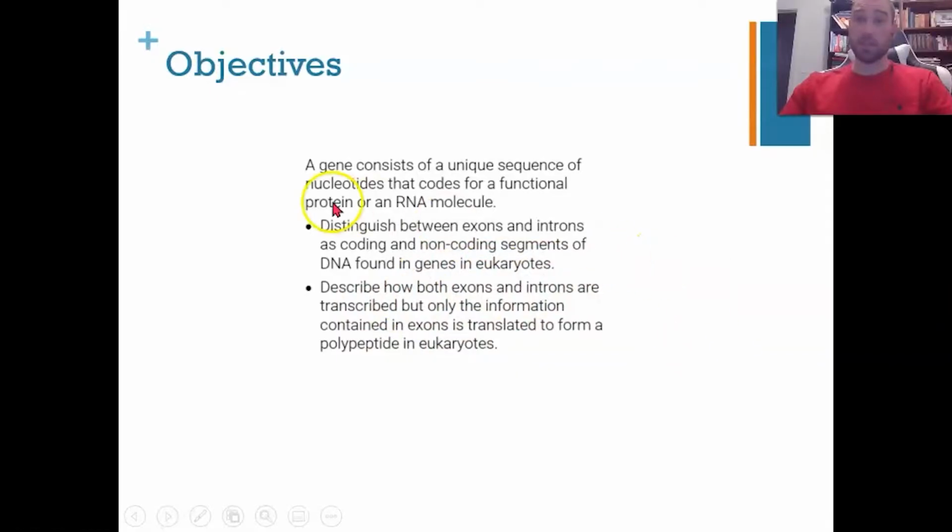So the first understanding we're going to look at today: a gene consists of a unique sequence of nucleotides that codes for a functional protein or RNA molecule. Distinguish between exons and introns as coding and non-coding segments of DNA found in eukaryotes. And describe how both exons and introns are transcribed, but only information from exons is translated.